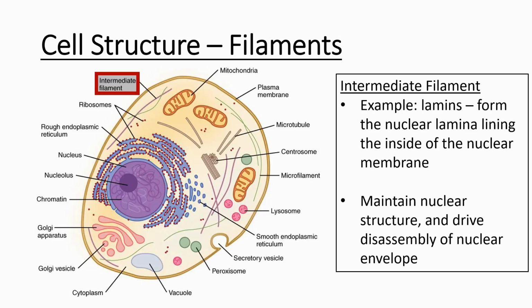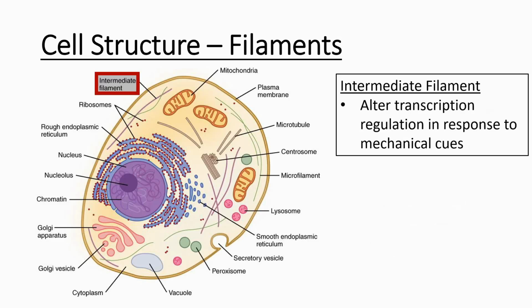Now, here, if the nuclear lamina is disassembled, this will cause disassembly of the nuclear envelope, an important prerequisite for cell division to occur. Another important factor of intermediate filament function is where they can alter transcription regulation inside the nucleus, and this is in response to forces or mechanical cues which can alter the shape of these intermediate filaments.